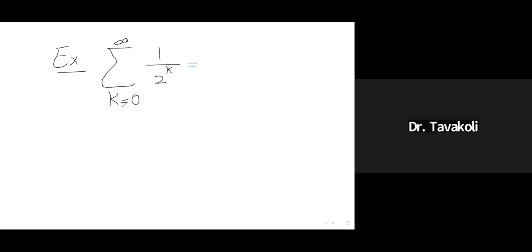When k is 0, 1 over 2 to the power of 0. 2 to the power of 0 is 1, and 1 over 1 is 1. So the first term is 1. When k is 1, here notice that k starts from 0. That's why for the first term of this sum, I use k equals 0. When k is 1, 1 over 2 to the power of 1, just 1 half. When k is 2, 1 over 2 squared, 1/4. When k is 3, 1 over 2 cubed, 1 over 8, and so on and so forth.